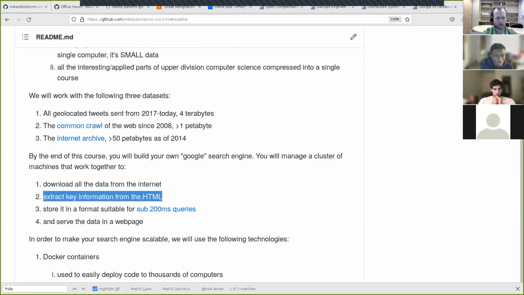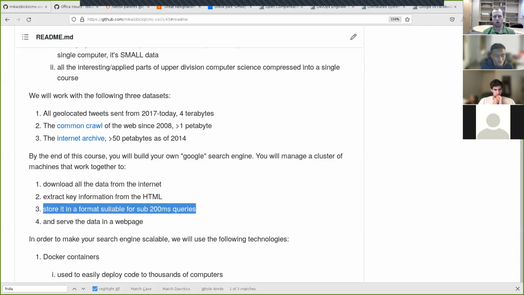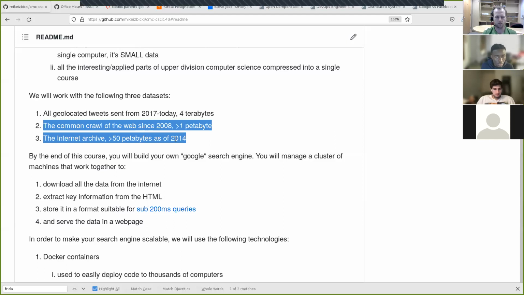Extracting, how do you extract the key information from the HTML stored in these data sources? And then the real hard part, the big data part, the thing that we'll be focusing on is how do we access that information efficiently? Google's requirement for an efficient website is that you're able to run queries, access the web page in under 200 milliseconds. Every time you visit a new web page, the server should take 200 milliseconds to process petabytes of data and give you the correct information.